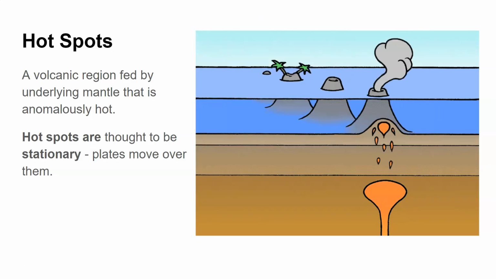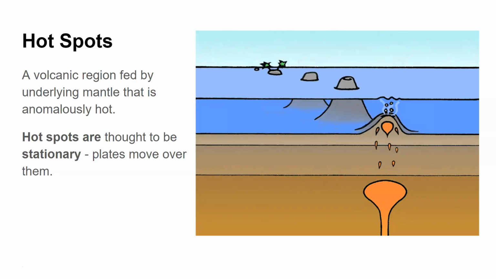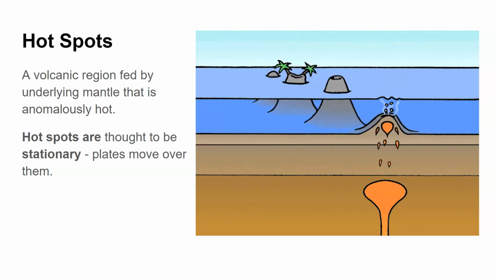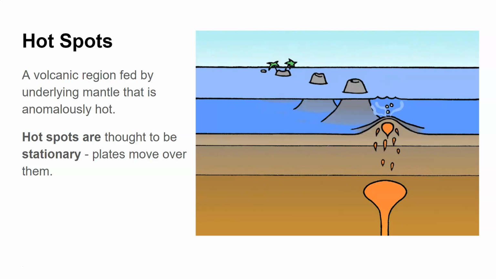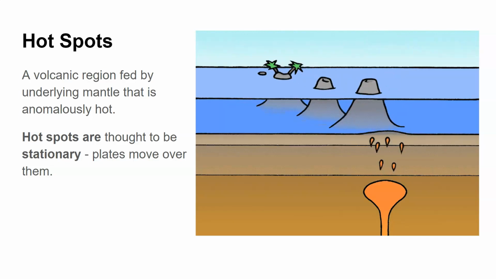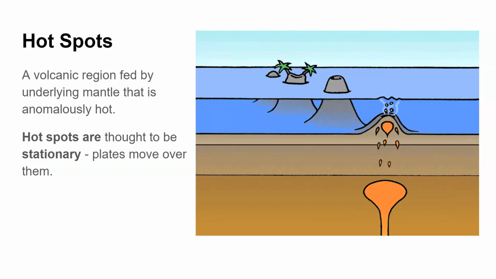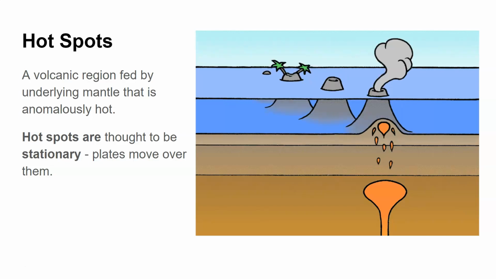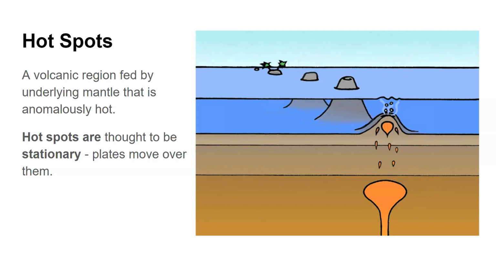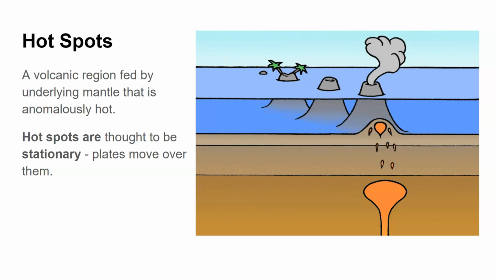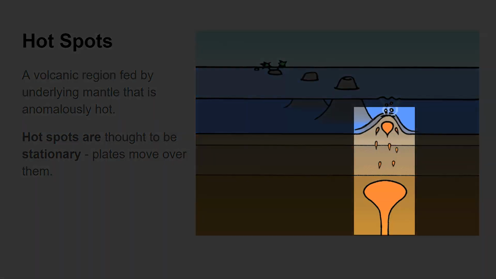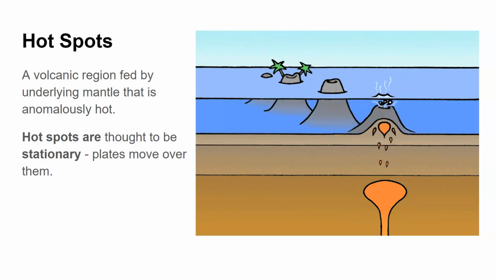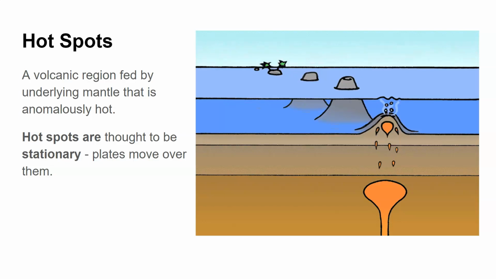So what are hotspots? These are volcanic regions that are fed by underlying mantle that is anomalously hot. So this mantle, for some reason, is hotter than the mantle around it. The kind of cool thing about hotspots is that they don't move, but the tectonic plates above them do move. So you'll end up with a chain of volcanoes like the one that you see in the animation. You can see the volcanoes are forming directly above the hotspot location, and then as they move away, they slowly get smaller and smaller as they weather and erode back into the ocean.